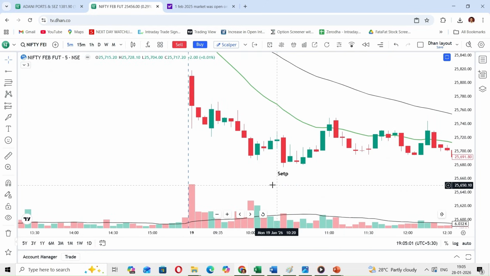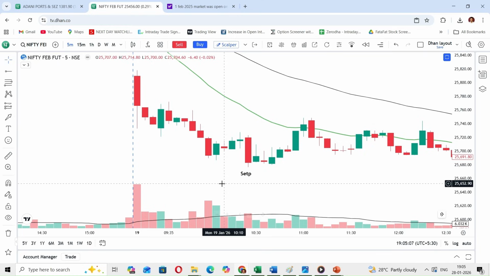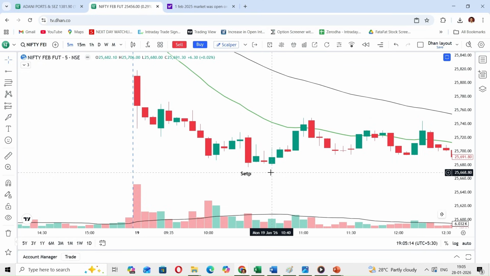See here again, a setup is formed, one and two candle. The first candle is green, but the second is a red candle. But here you will not take a trade. Why? Because your rule says the mother candle should be a red candle whenever you are taking a sell trade. So always remember this particular point. So you will ignore this setup.